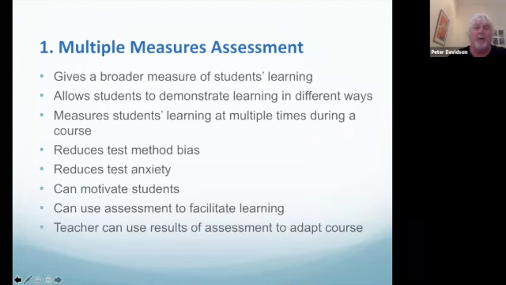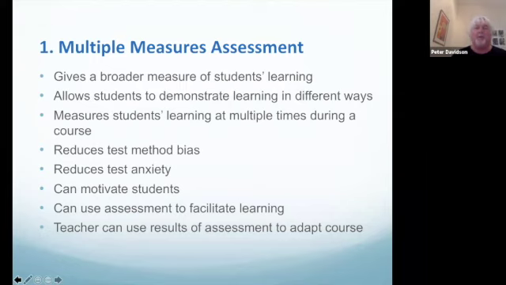It allows students to demonstrate learning in different ways. So students learn in different ways. There are different learning styles, and not all students perform equally well on the different test methods. Some students like to do multiple choice questions, some students don't. Some students like presentations, some don't. Some like essays, some do. So, instead of just having one type of measure, having a range of measures allows students to show their learning in different ways. And as I mentioned earlier, at multiple times during a course.